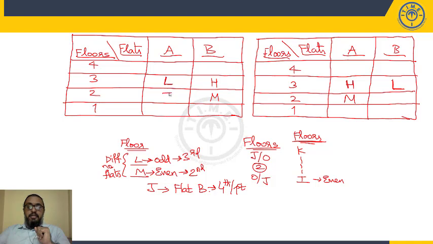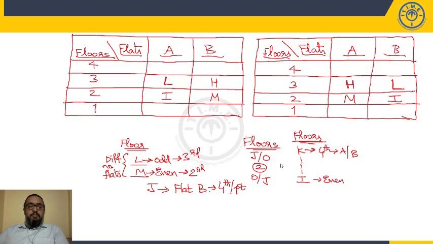So I has to be on the second floor. So the remaining flat on the second floor belongs to I. And K can come on the fourth floor. Compulsorily K now comes on the fourth floor. But which flat we don't know. It could be A or B. Depends. Got it?